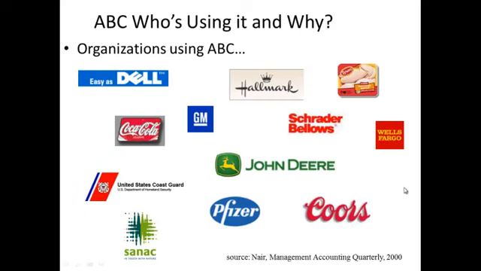A lot of companies that you are very familiar with use activity-based costing. I just have a few here. We're going to be looking at a company called Sanic. We're going to be talking about John Deere. And of course, we'll be starting next class with our case, which is a company called Destin Brass.